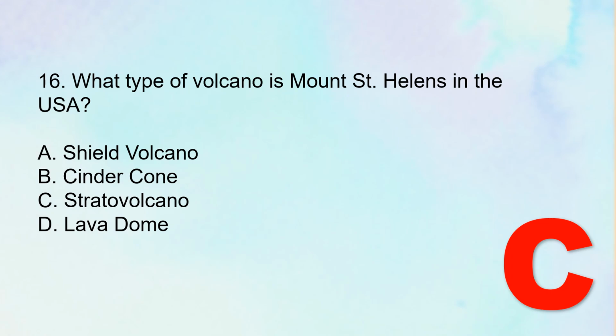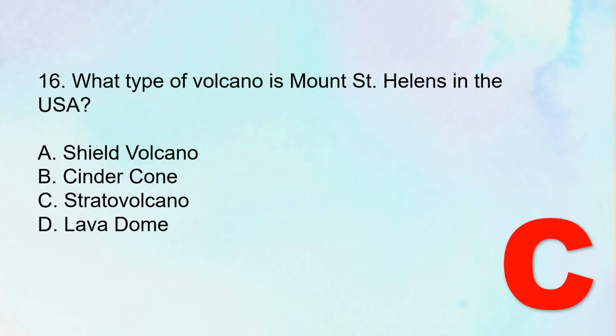Stratovolcanoes, also called composite volcanoes, have explosive eruptions due to high viscosity magma, and Mount St. Helens in the United States of America erupted violently in 1980. That's why it's typically known as stratovolcano.